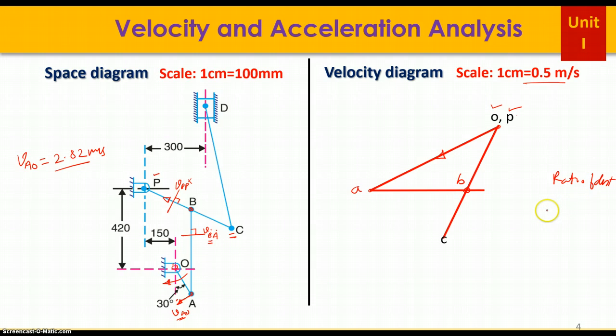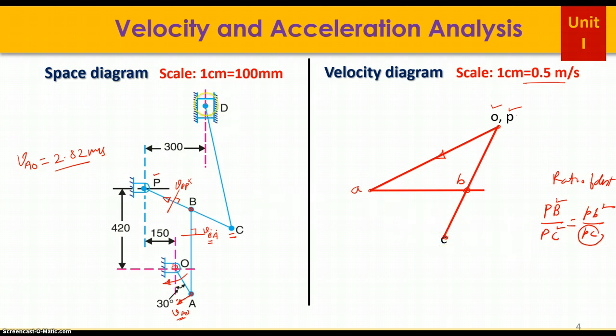Ratio of distance, and that can be taken as capital PB by PC is equal to small pb by PC. So you know PB, you know PC, you know small pb also. So you don't know PC. And by this ratio you can find and locate this point C.